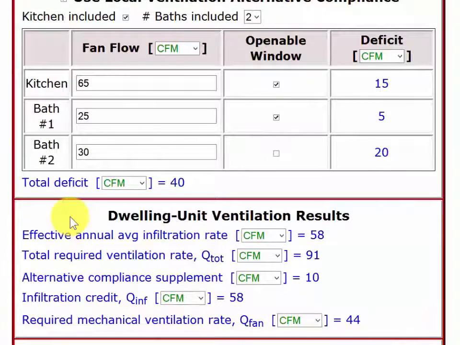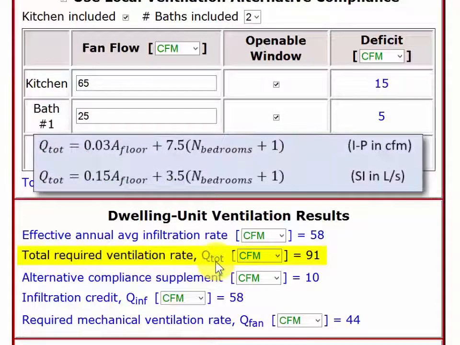Now for the dwelling unit ventilation results. By the way, before the 2016 version of the 62.2 standard, this was called whole building ventilation. First of all, effective annual average infiltration rate. This is a value that you get from your blower door test, and it's an averaged constant flow rate that has the equivalent effect on air quality as the real year-round ventilation infiltration rate. So that's the infiltration. Next, an important number is the total required ventilation rate, or Q-tot.